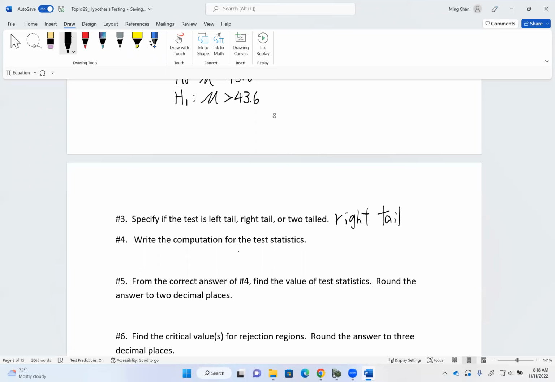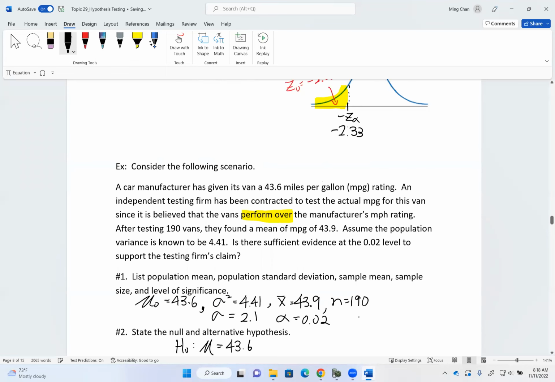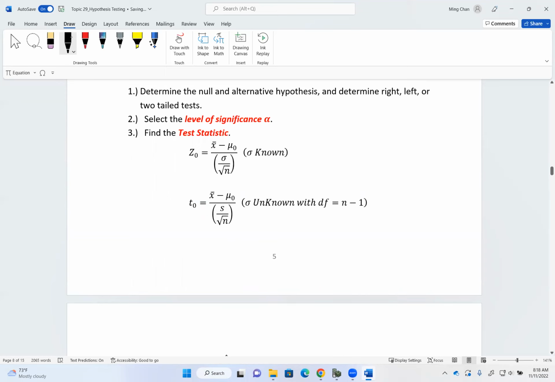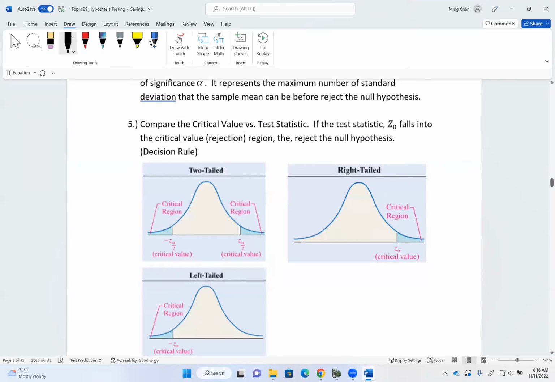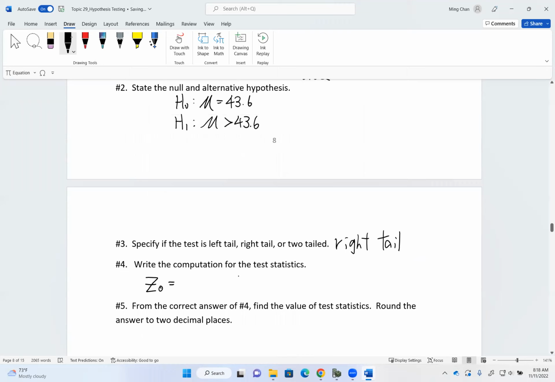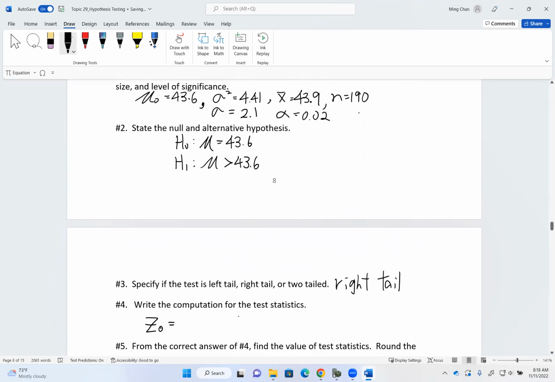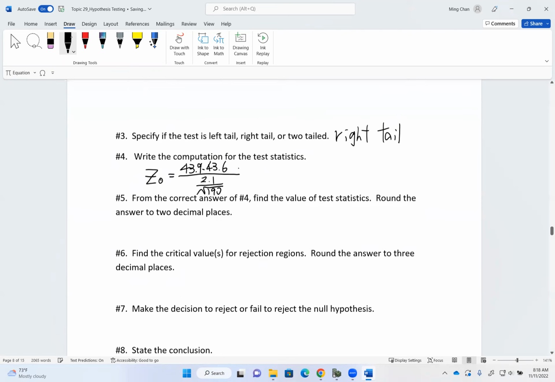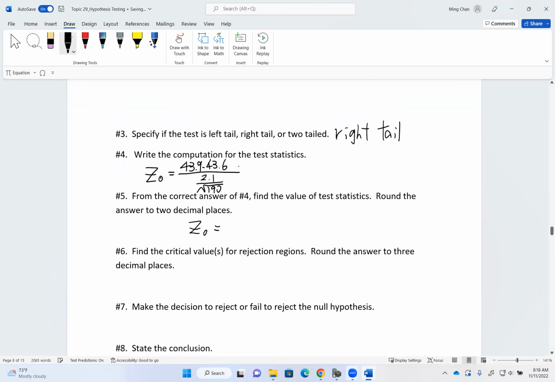All right, the computation for the test statistic. So this is Z null equals, right? If I go back, I'm just going to substitute my knowns into this formula. So Z is now equal to my X bar, the sample mean 43.9, minus 43.6, divided by sigma over the square root of 190. All right, let's see what our test statistic is. Let's put that in the calculator.